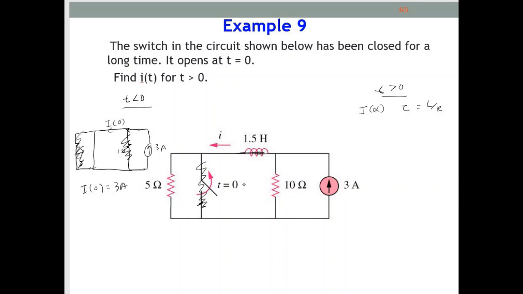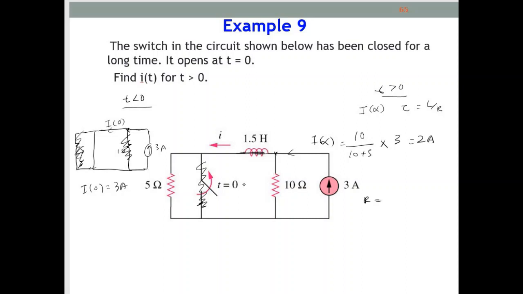So I here is still 3 ampere, but here it will be split into 2. So we can use current divider. In order to find the I that flows through this short circuit inductor and also this 5 ohm, it is 10 over 10 plus 5 times 3, and we will get 2 ampere.